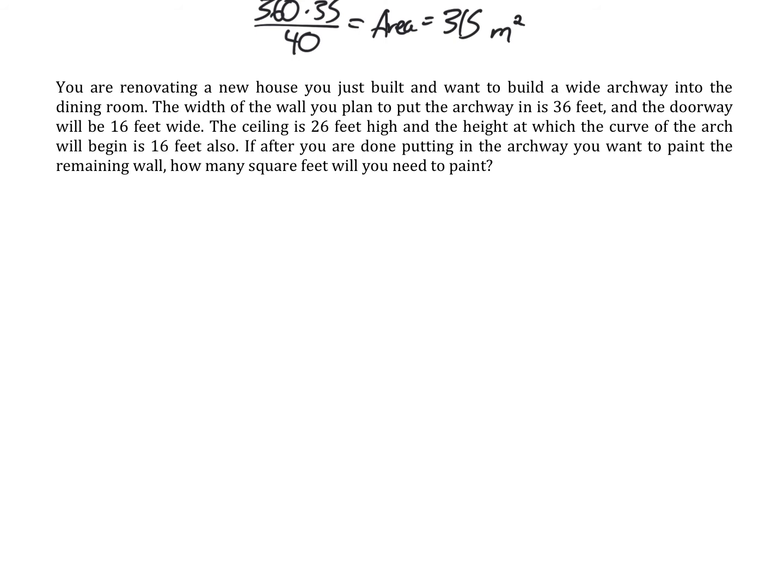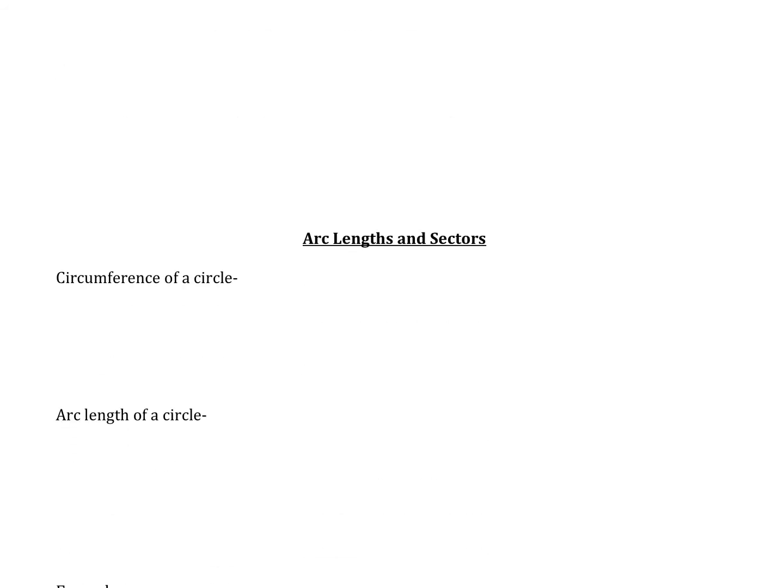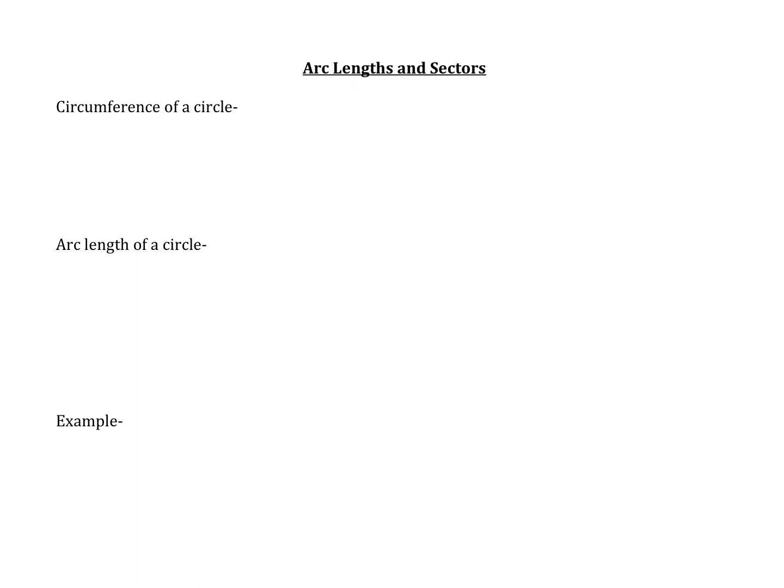arc lengths. Okay. So let's do some arc lengths here. And let's remind ourselves, before we get into arc length, what the circumference of a circle is. A circumference is simply defined as C equals 2 pi r, again r being the radius.